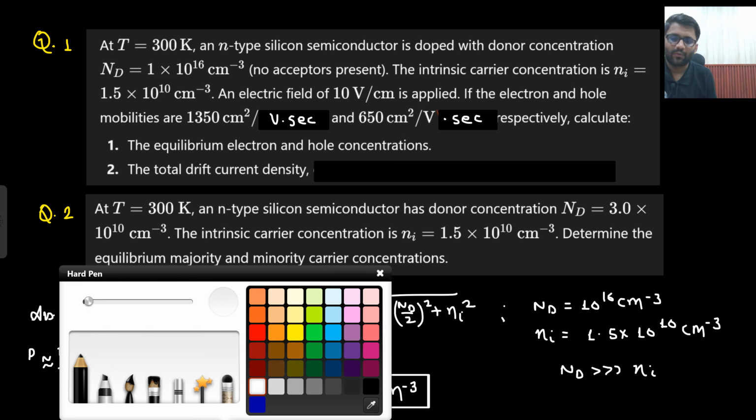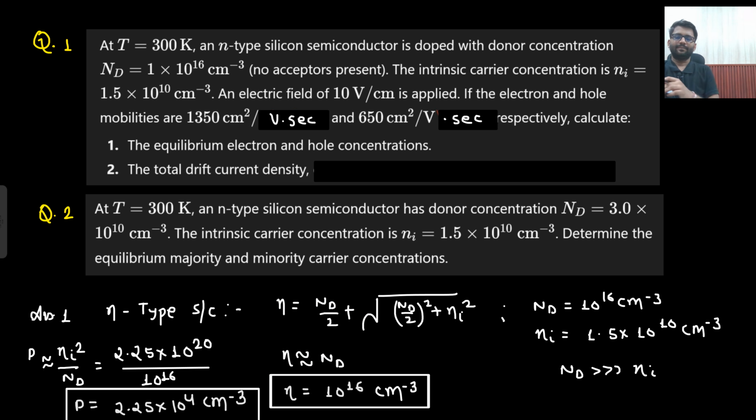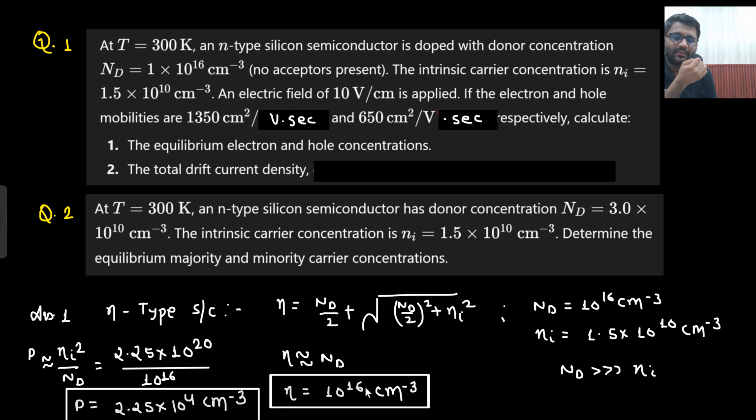Number of electrons and number of holes we have found, right? Now what they are asking is total drift current density. Drift current density will be because of the electrons, n q mu n into E, plus that because of holes as well. Now just think about it. Let's write down the formula. What is the value of n? Value of n is 10 to the power 16. And what is the value of p? 2.25 into 10 to the power 4.